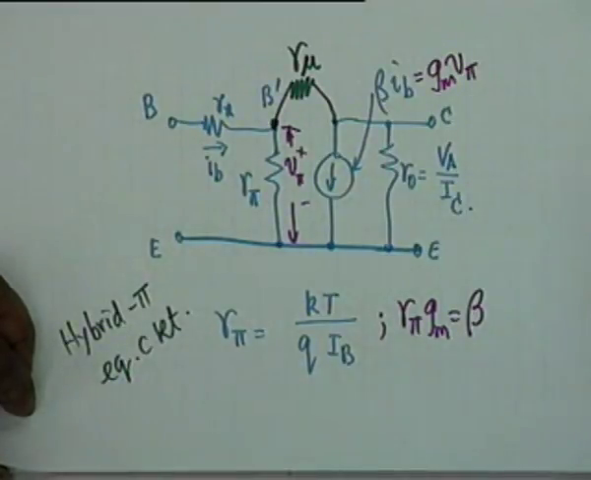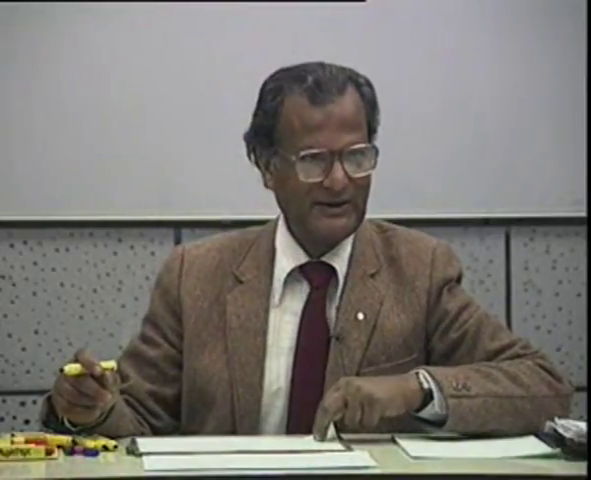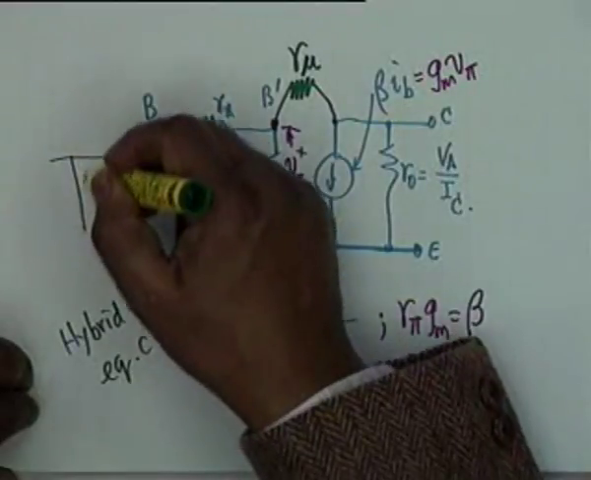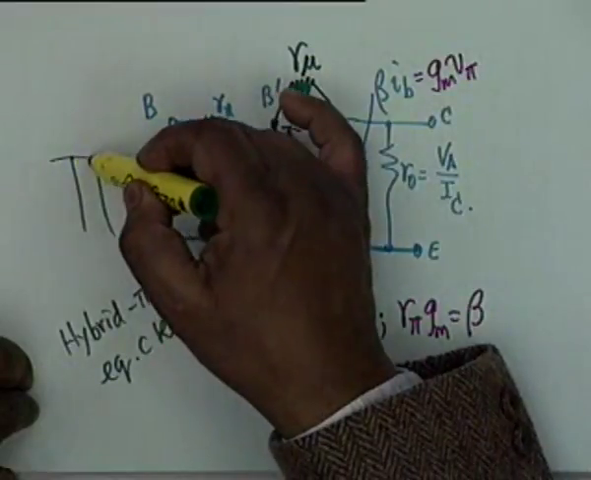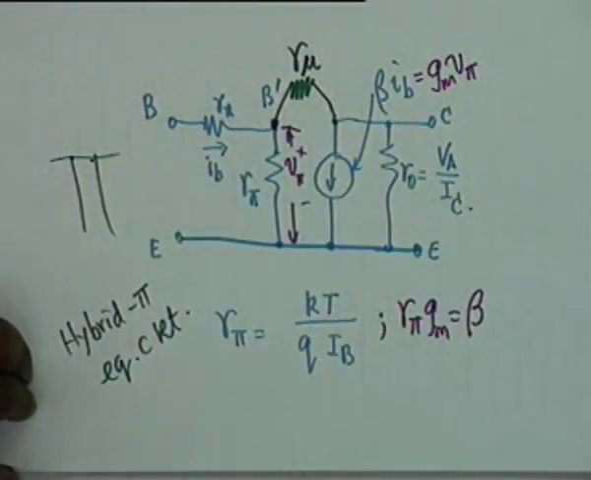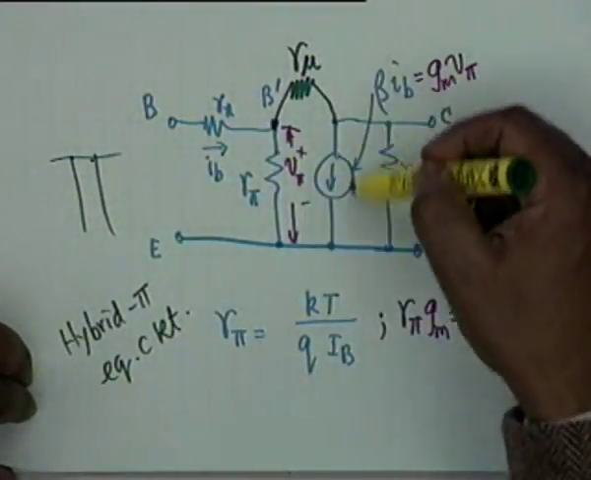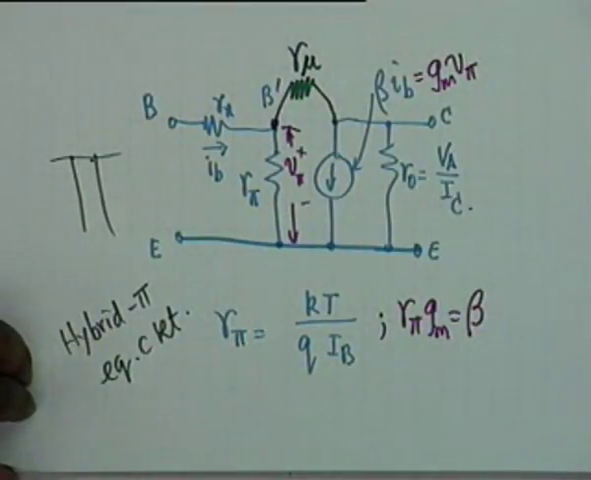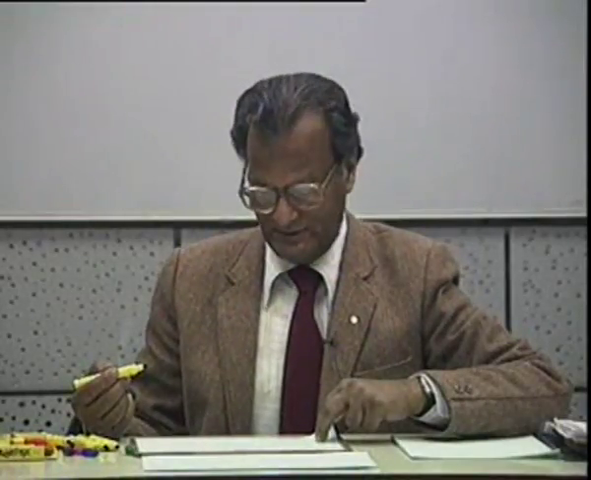Why is it a hybrid pi? Well, that it resembles a pi doesn't have to be explained. There is a connection from here to here, there are connections in this direction. This and this makes it a pi. Why it is hybrid should be clear after a few minutes when I discuss what a hybrid equivalent circuit is.